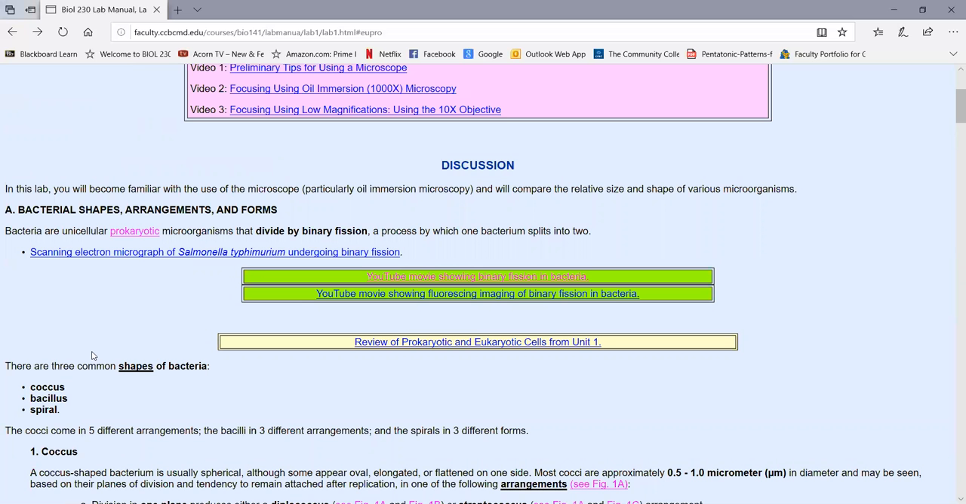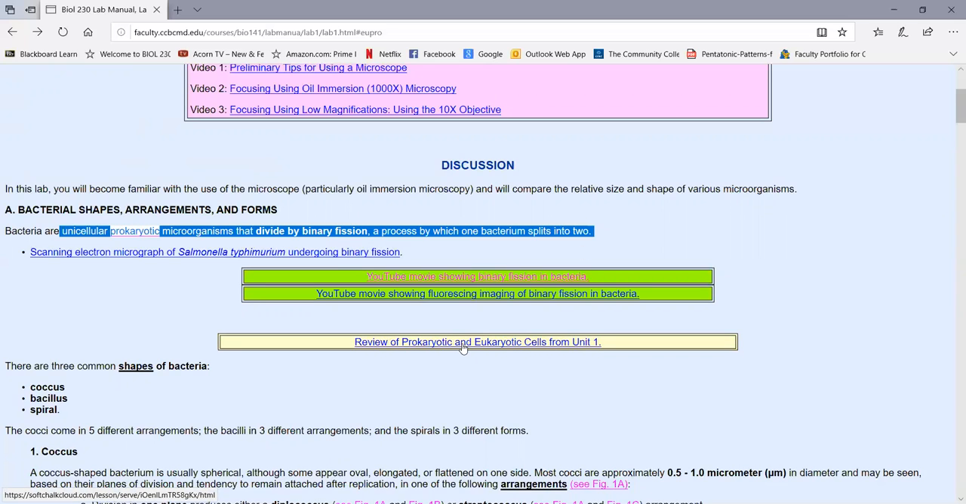Now, the first thing is recognizing bacterial shapes, arrangements, and forms, part A. Now, bacteria are single-celled prokaryotic microbes, and they divide by binary fission, where one bacterium splits in two. And in our first lecture, we'll be looking at pro and eukaryotic cells and reviewing all of that. But bacteria, remember, are the only cell types that are prokaryotic.